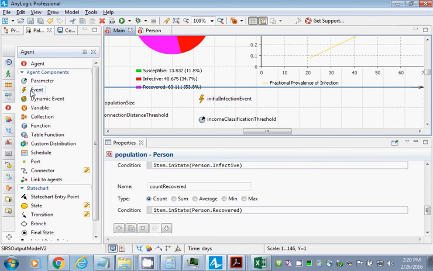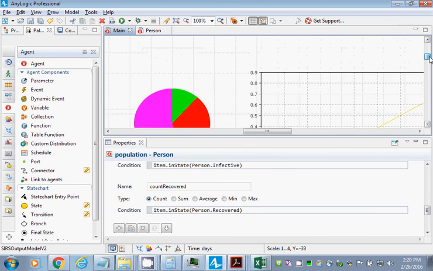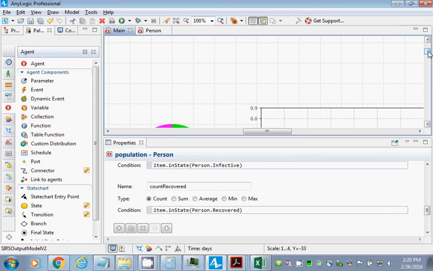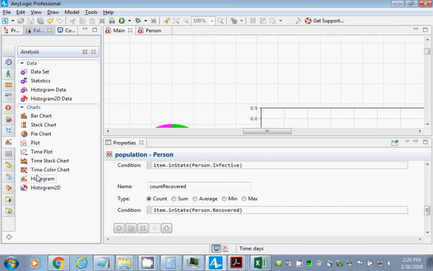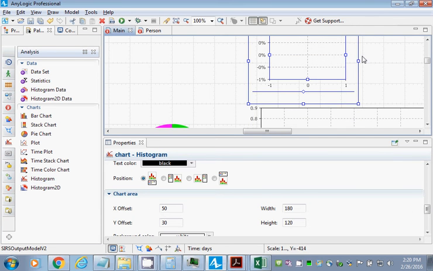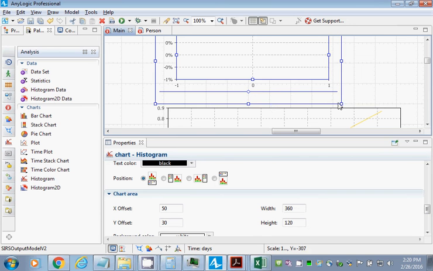So what do we need to draw in? Does anyone remember to create a histogram? What do we need to draw in? That is the histogram. Yeah, exactly. We need to go to the palette, we need to go to analysis, and we need to go to two things, histogram and histogram data. We need them both, okay? We need them both. Thank you, Kurt. Much appreciated.